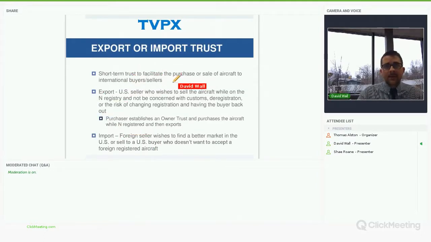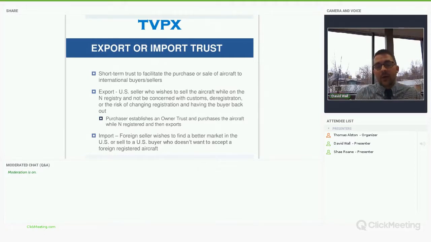Going a little bit more into the export or import trust, as I mentioned, they're short-term trusts to help facilitate the purchase or sale of an aircraft to international buyers or sellers. Another common one that we see, I discussed the export trust where a foreign purchaser will buy an aircraft in the U.S. Another popular one that we see fairly often are aircraft that are being imported.